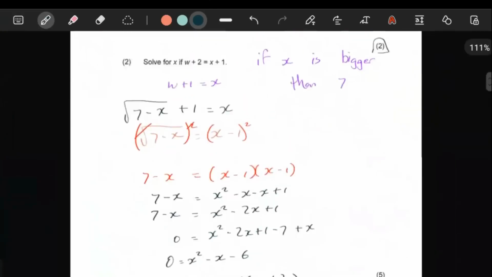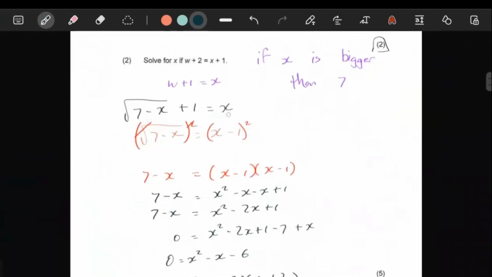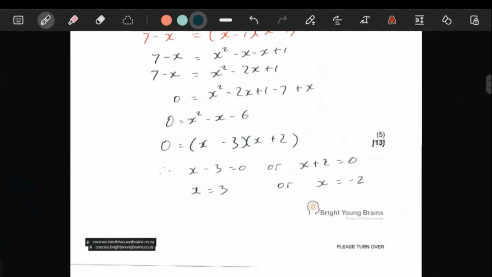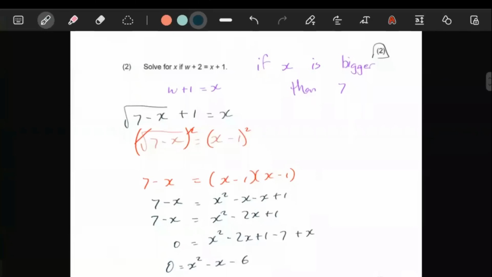But you have to test them in this equation here. They have to balance out this equation. If they don't balance out this equation, you have to disregard it. So let's try the 3 first. Square root of 7 minus 3, right? Obviously, if you add a 1, that's going to give you a 3. So those balance out. And then square root of 7 minus, let's try negative 2.